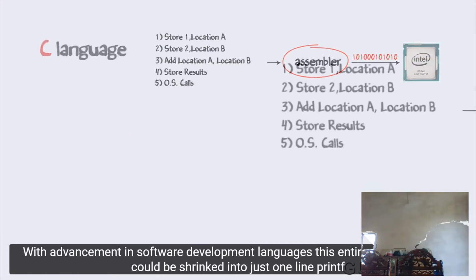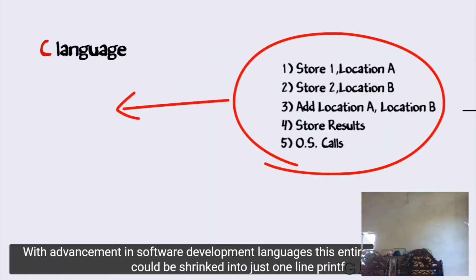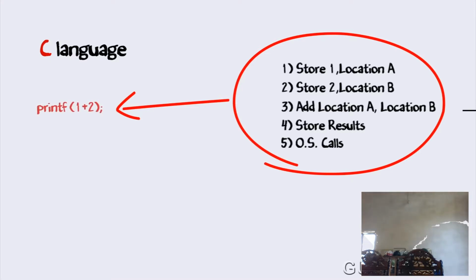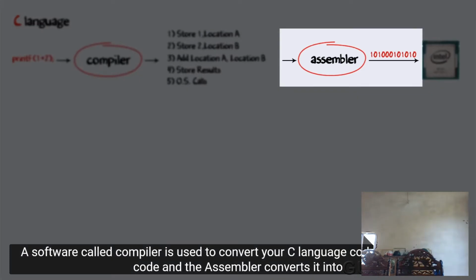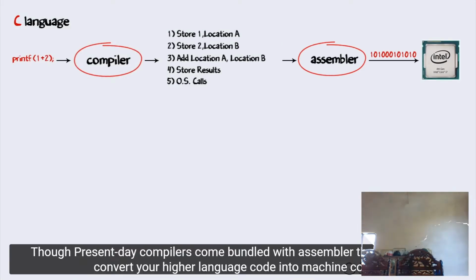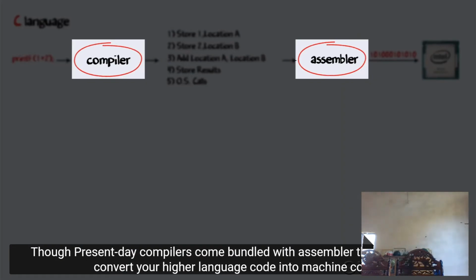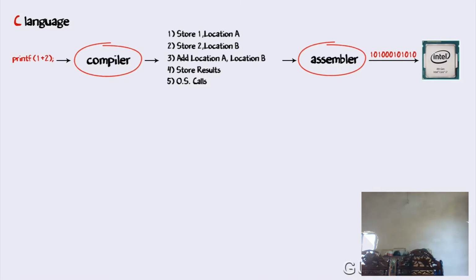With advancement in software development languages, this entire assembly code could be shrunk into just one line, printf 1 plus 2. A software called a compiler is used to convert your C language code into assembly code, and the assembler converts it into corresponding machine code. Though present-day compilers come bundled with an assembler, they can directly convert your higher-language code into machine code.